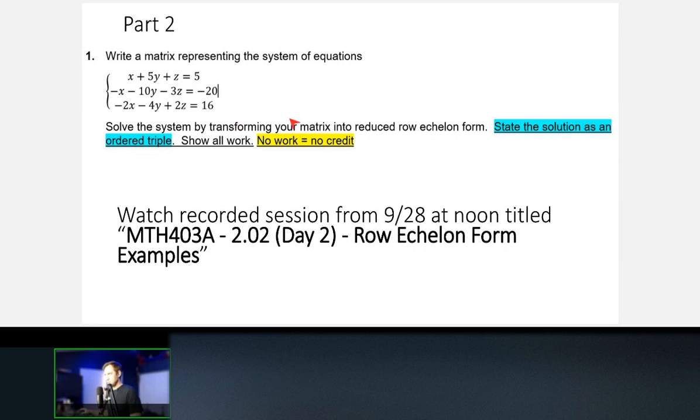And then, of course, once you finish the problem, reread the question. It wants you to state the solution as an ordered triple. If you forget to do this step, it's on my rubric. You won't get credit. All right. Hopefully that answers number 1 on part 2. Again, you might want to watch this video.